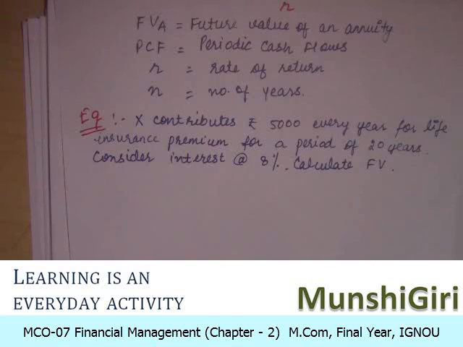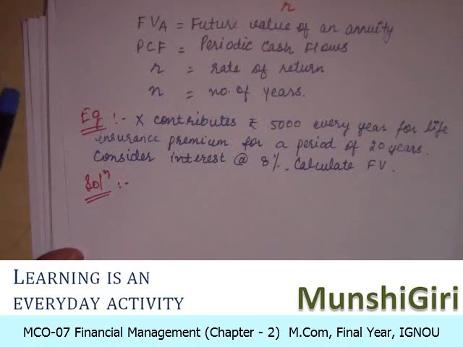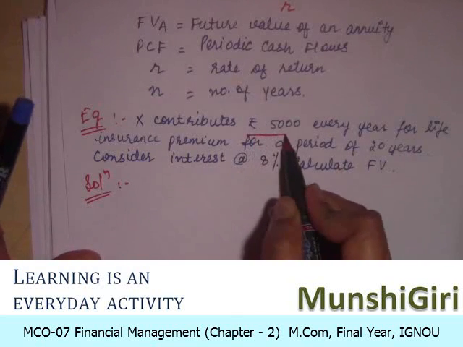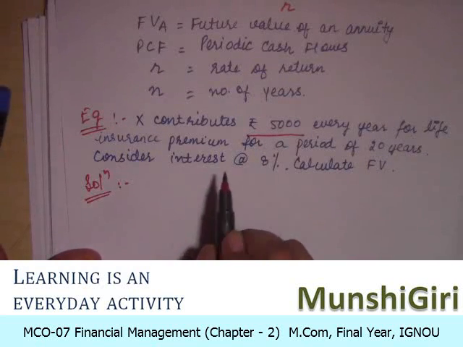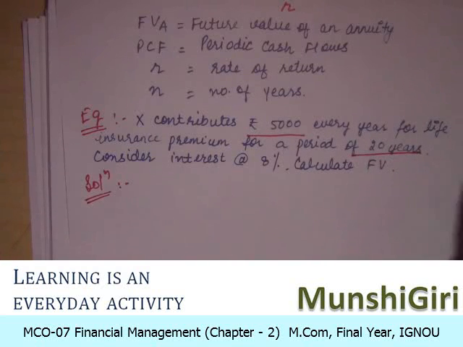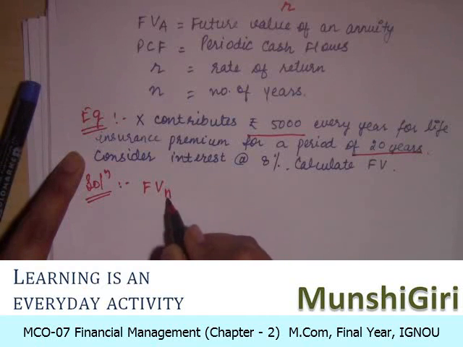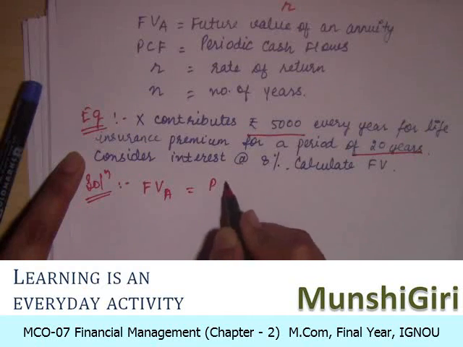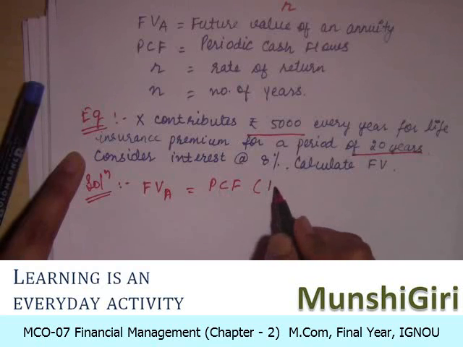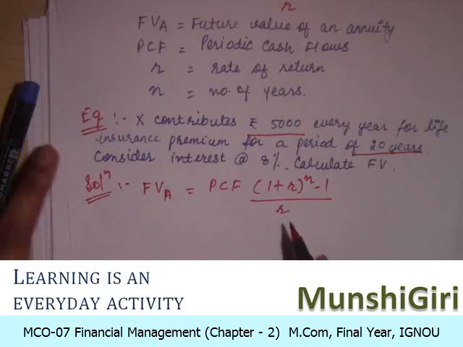Now solution, this is okay. Now first of all, identify that this is an annuity. That is, series of payments are to be made. That is rupees 5,000 every year for a period of next 20 years. Okay, let's write down the formula first. Future value of annuity is equal to periodic cash flows, 1 plus R to the power n minus 1 divided by R.